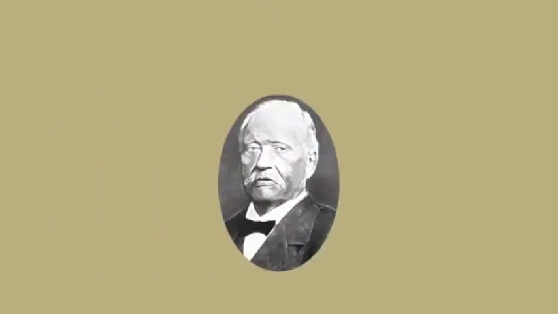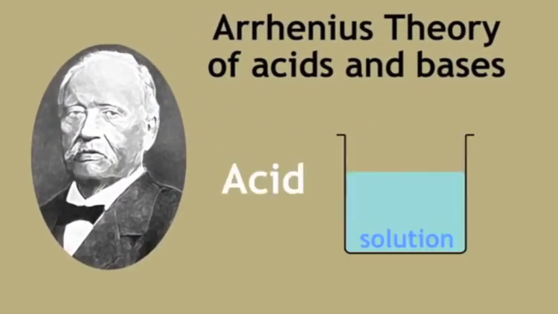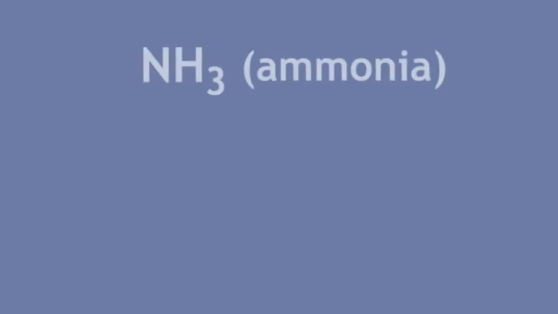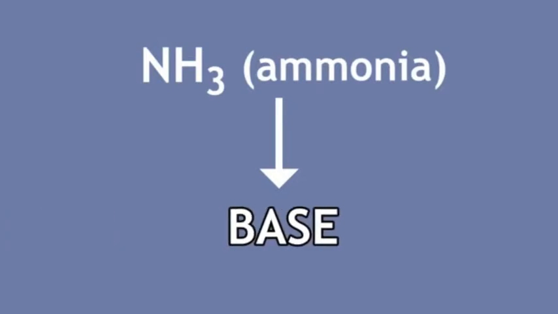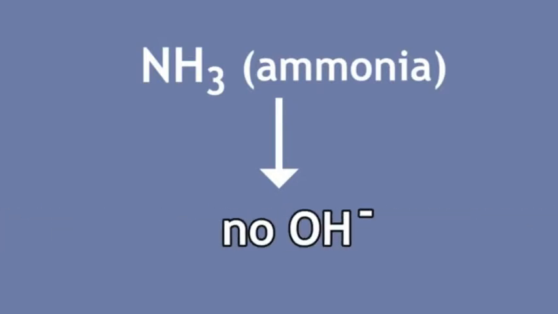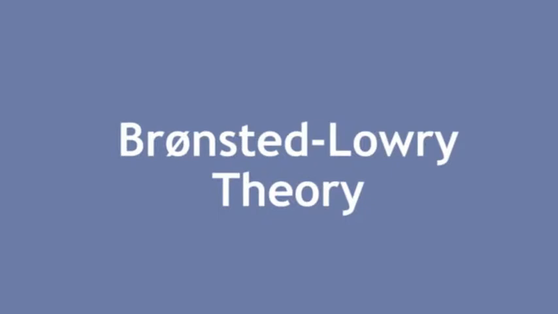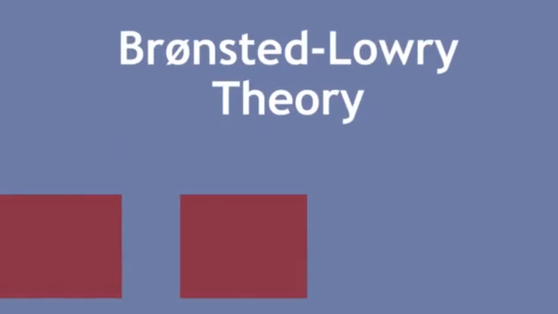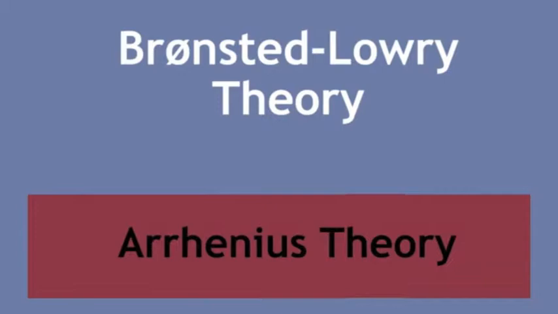The Arrhenius theory of acids and bases defines an acid as a substance that releases protons in solution, and a base as a substance that releases hydroxide ions in solution. We know that ammonia can act as a base and exhibits alkaline properties, but contains no hydroxide ions. How is this possible? In this lesson, we will learn about the Bronsted-Lowry theory of acids and bases, which fills in the gaps in the Arrhenius theory.